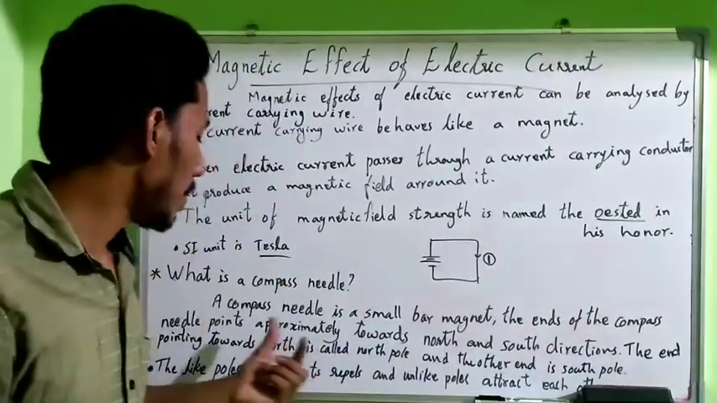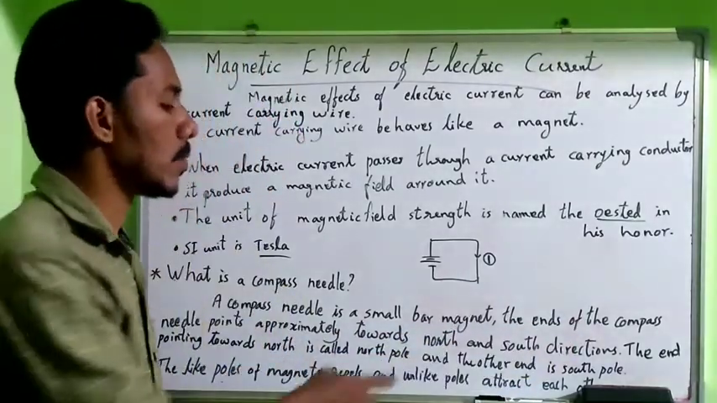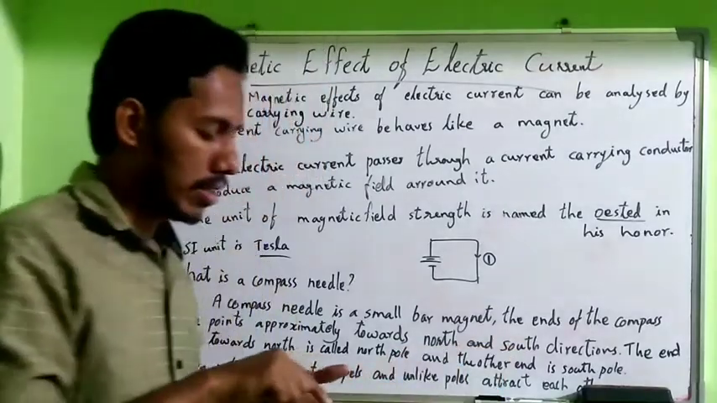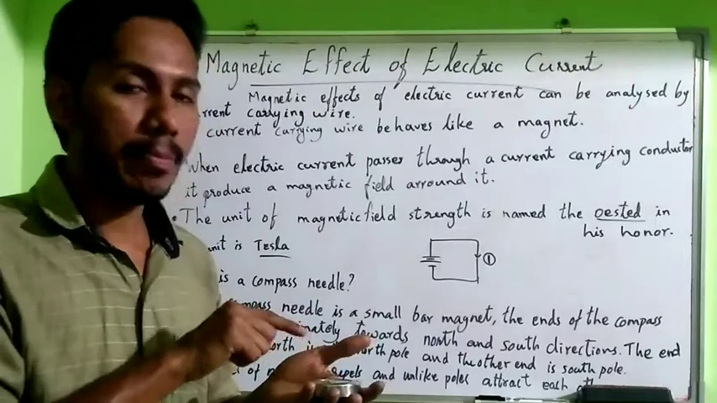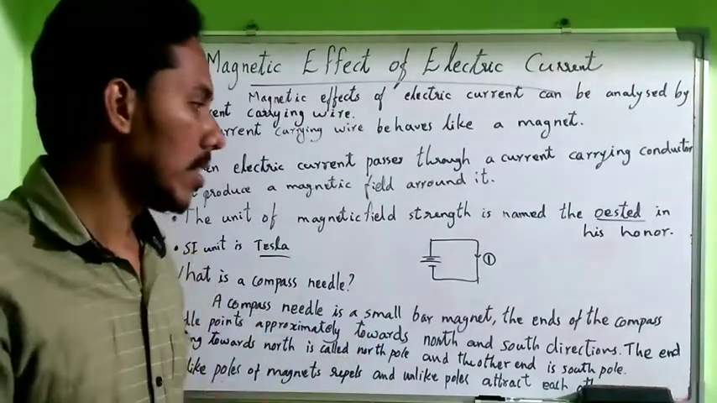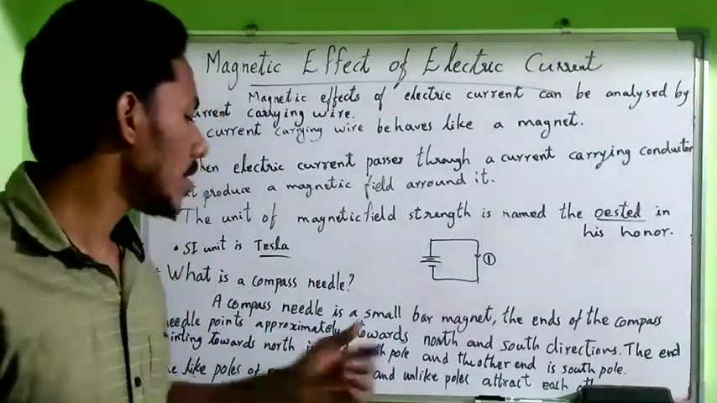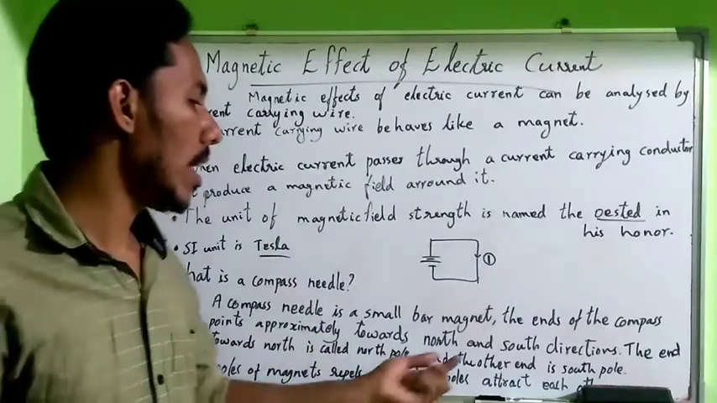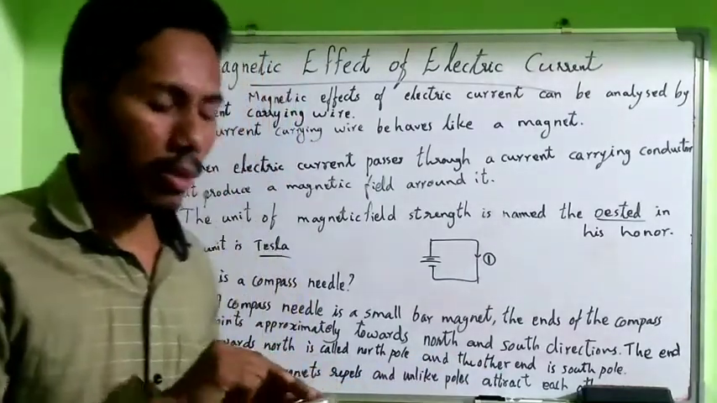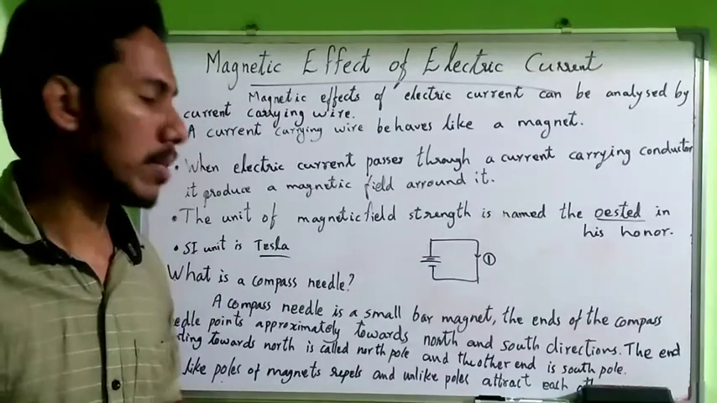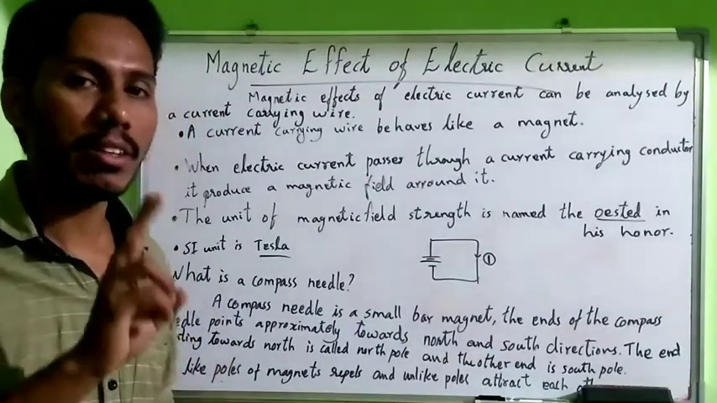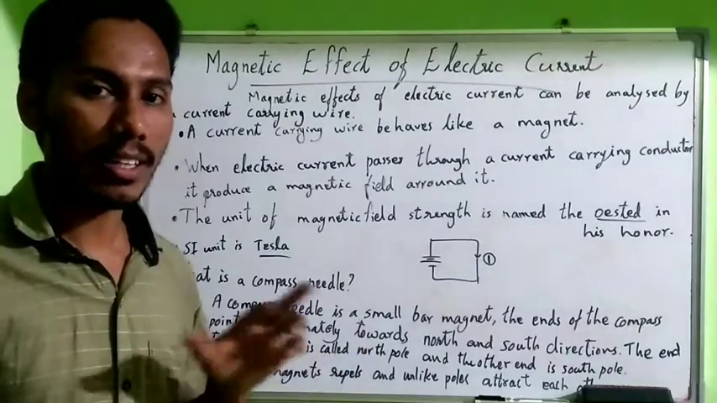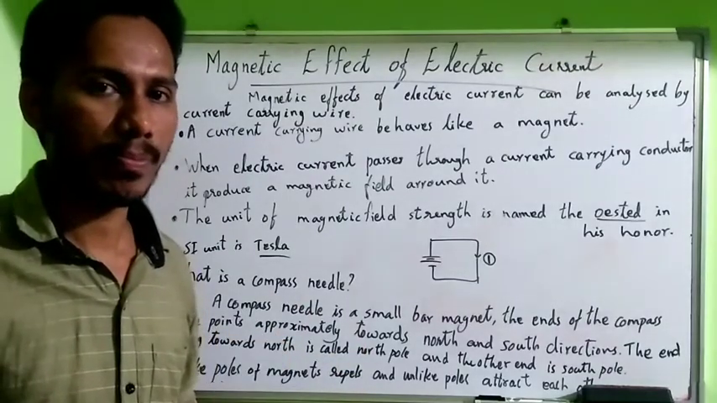The ends of this compass needle point approximately towards the north and south. This magnet always stays in the north-south direction. The end pointing towards north is called the north pole, and the end pointing towards south is called the south pole. So for any magnet, there are two poles, one is north and the other is south pole.